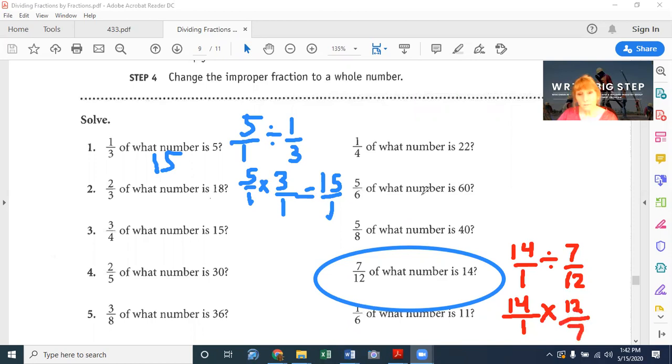We can cancel. 14 divided by 7 is 2. 7 divided by 7 is 1. We are left with 2 times 12 on top and 1 times 1 on the bottom. So that total answer then would be 24. Okay? So that's how those work.